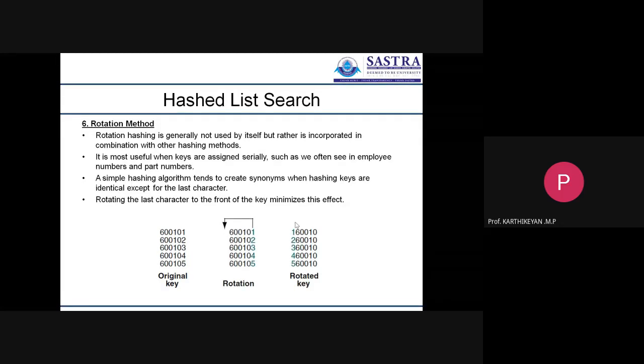In that case, the first rotated key, its address is 16. The second one, its address is 26. The third one, its address is 36. The fourth one, its address is 46. Compared to the previous one, this will give different addresses.